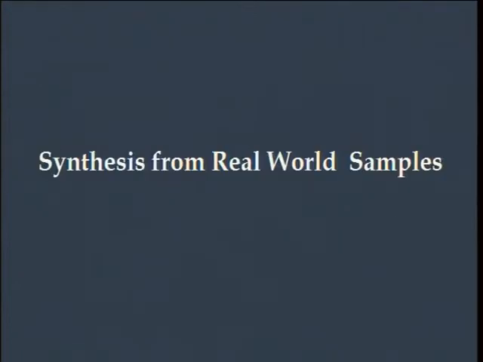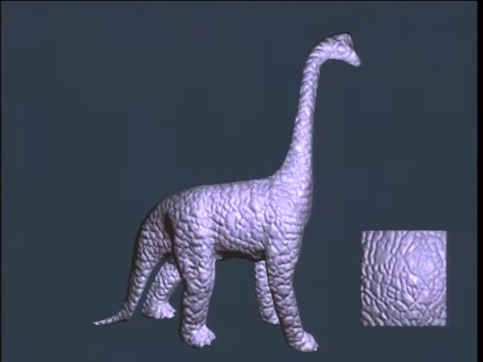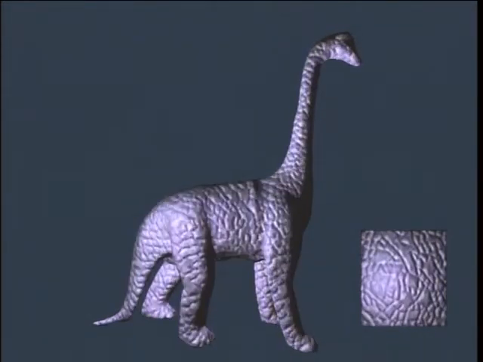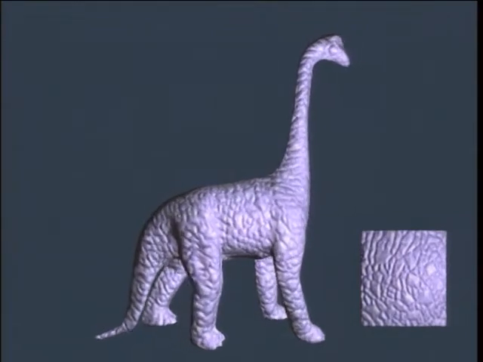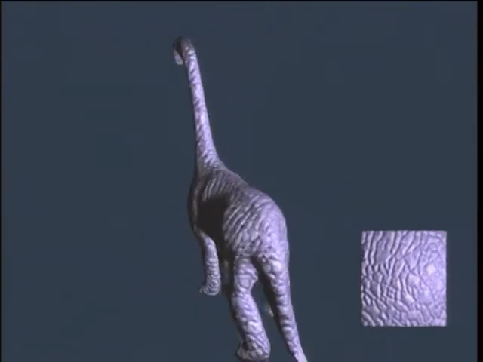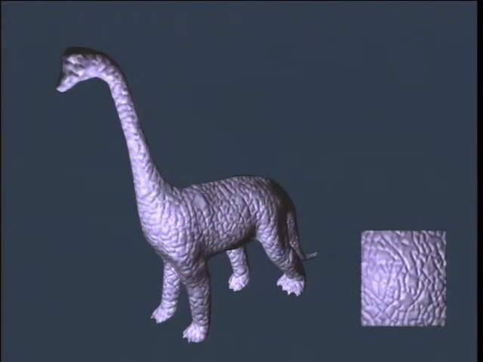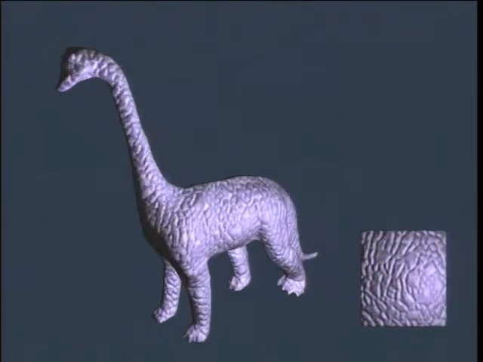Now we show some results. First we show a surface BTF synthesized from real-world BTF samples. The surface BTF on the dinosaur model is synthesized from a BTF sample of a real material. We can clearly see the fine-scale shadows, occlusions, and specularities caused by local geometry details.